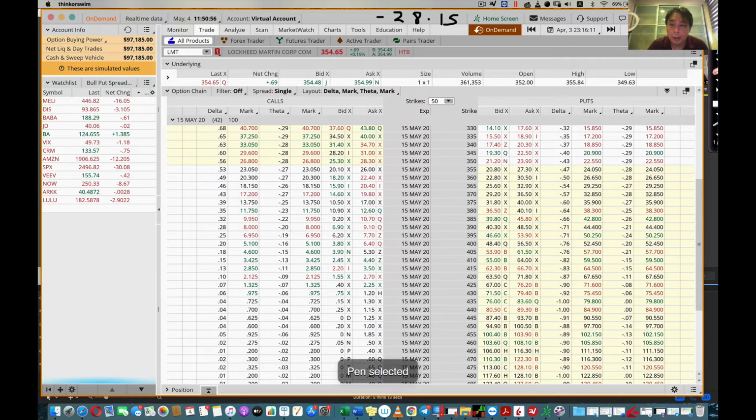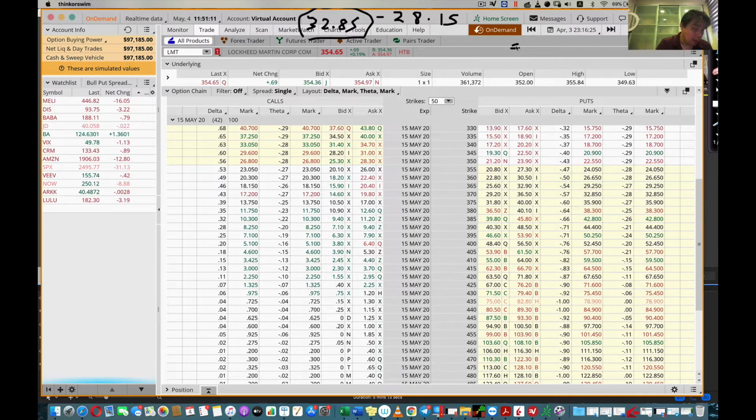So let me just write it down. 32.85, right? So if I sell this put, I can cover that. So I'll still have a net profit of, let's see, 32.85 minus 28.15, 470. So I'll still have a net credit of 470, as long as it's a credit, right? You want to get a credit. Got it so far? All right.